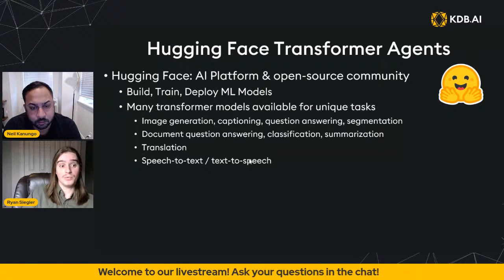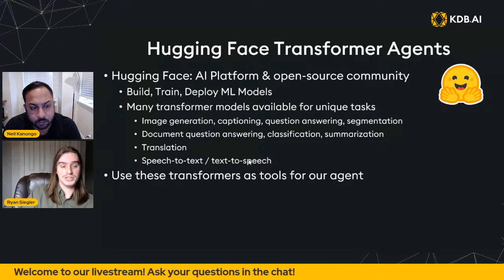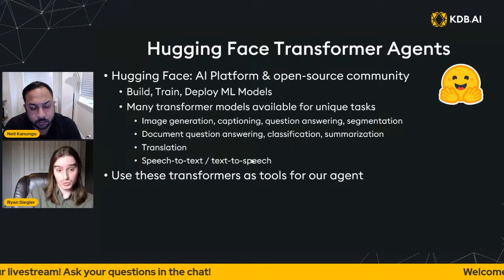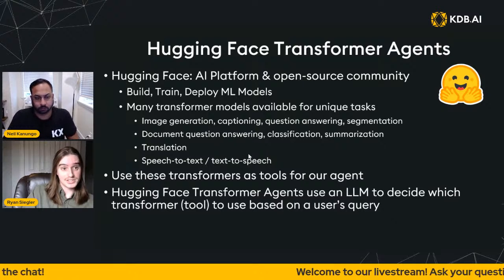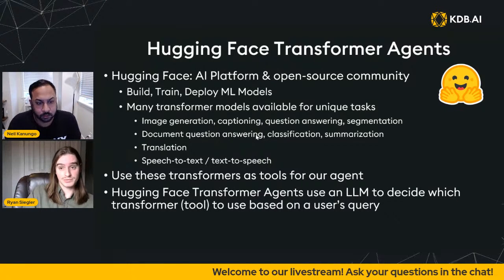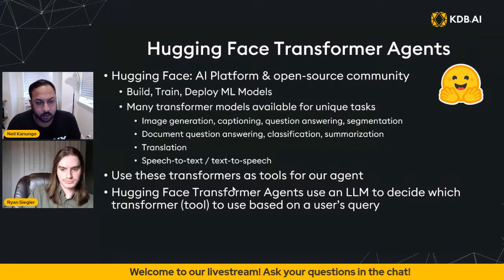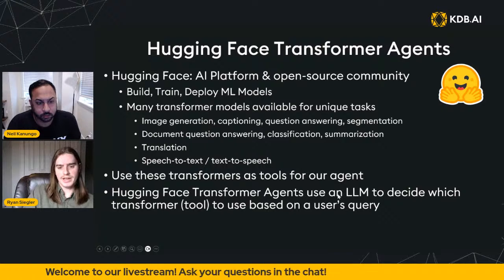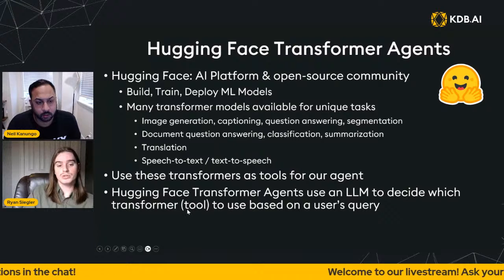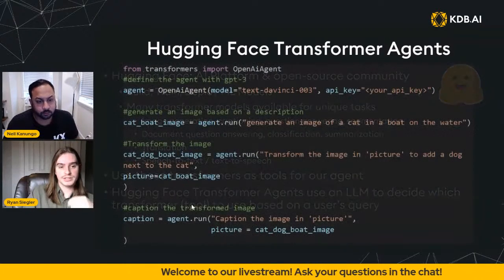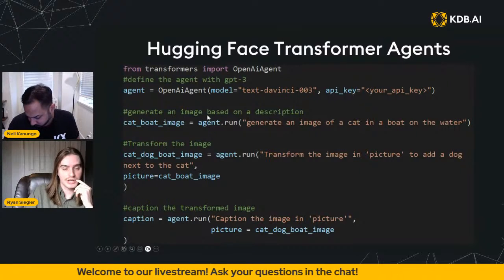And what if we thought about using each of these different models as tools for our agent to use? And this is exactly what the Hugging Face Transformer model agents can do. So the agent is an LLM in itself, and it decides which transformer tool to use based on that user's query. So let's take a look at some code to see how this might look.